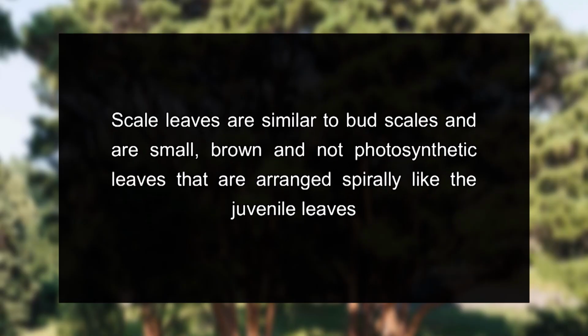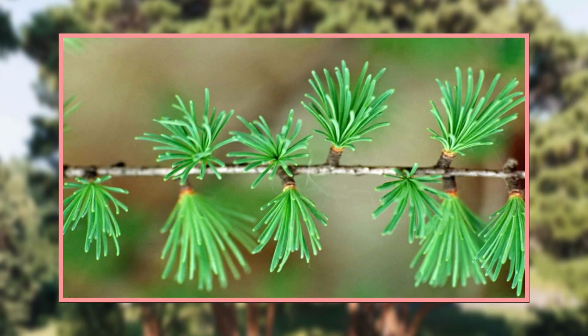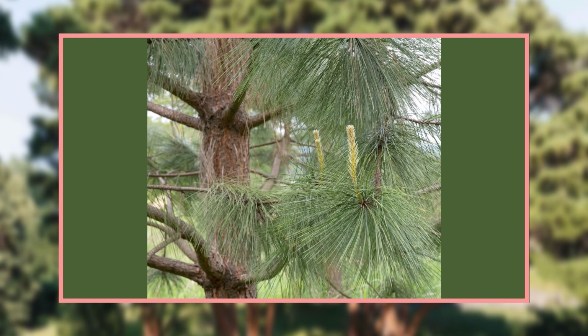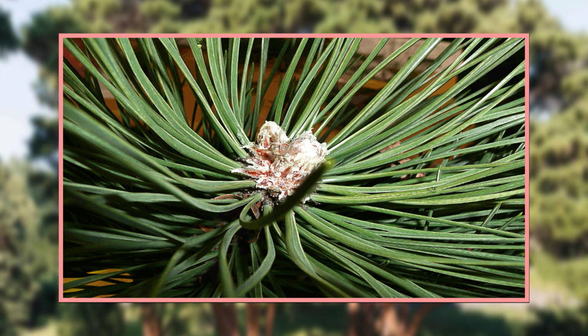Scale leaves are similar to bud scales and are small, brown and non-photosynthetic leaves that are arranged spirally like the juvenile leaves. Lastly come needles. These adult leaves are green, photosynthetic and bundled in clusters called fascicles. The needles can number from 1 to 7 per fascicle, but generally number from 2 to 5. Each fascicle is produced from a small bud on a dwarf shoot in the axil of a scale leaf.